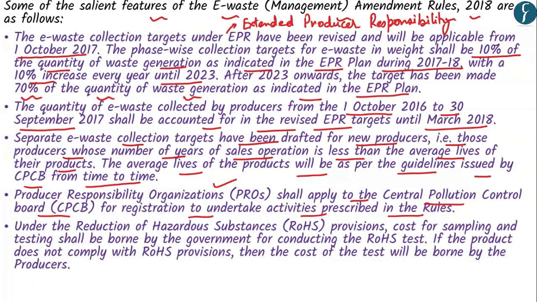Under the Restriction of Hazardous Substances, that is RoHS, provisions, the cost for sampling and testing shall be borne by the government for conducting the RoHS test. If the product does not comply with the RoHS provisions, then the cost of the test will be borne by the producer. With this, let's move to the next article.